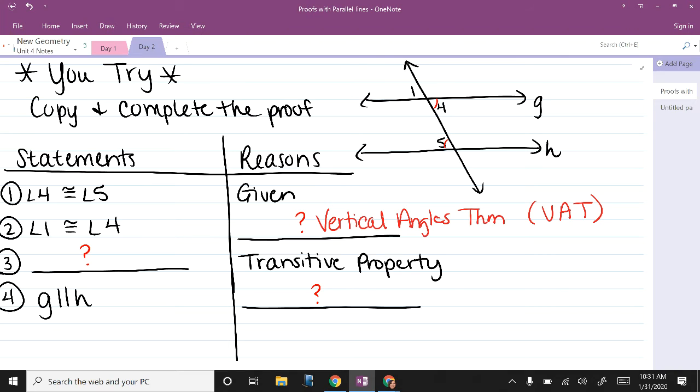All right. So now it says to use the transitive property. So for statement number 3, what will we say using the transitive property from our previous 2 statements? Yeah, you're showing angle 1 and angle 5 are congruent. Y'all get that? Okay, and that was using the transitive property.